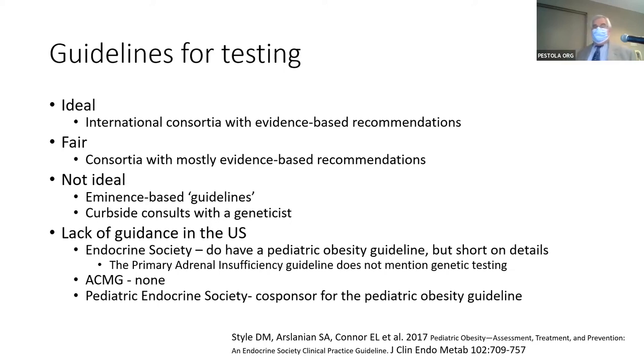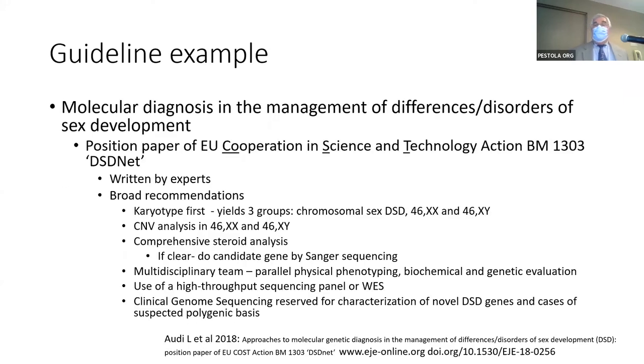However, the primary adrenal insufficiency guideline doesn't mention genetic testing at all. The ACMG doesn't have anything. So geneticists haven't come up with guidelines for testing for endocrine diseases. We've got some guidelines for some other things. And the Pediatric Endocrine Society co-sponsored the obesity guideline, but hasn't put anything out that I'm aware of on their own. But there are guidelines. The Europeans are ahead of us in doing some of this.